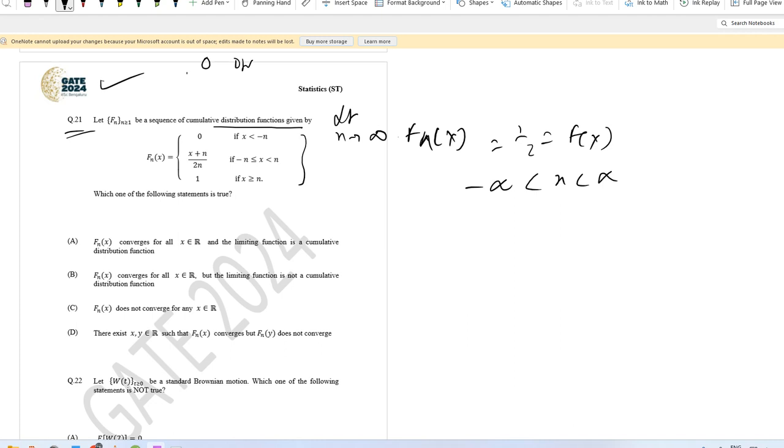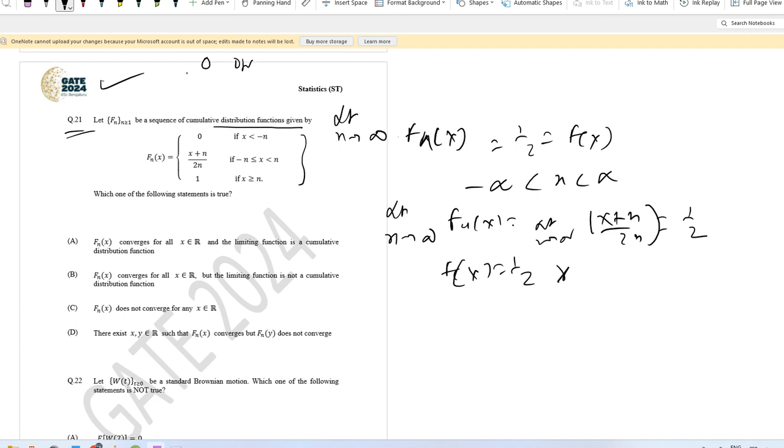नोट दैट हियर पर limit n tends to infinity Fn of x equal to limit n tends to infinity (x plus n) by 2n is nothing but 1 by 2. So F(x) equal to अपना आ जाएगा half और x values belongs to this R. Okay, so hence this Fn of x does not converge in this particular structure. So obviously converges for this thing, and the limiting function is not a cumulative distribution function.